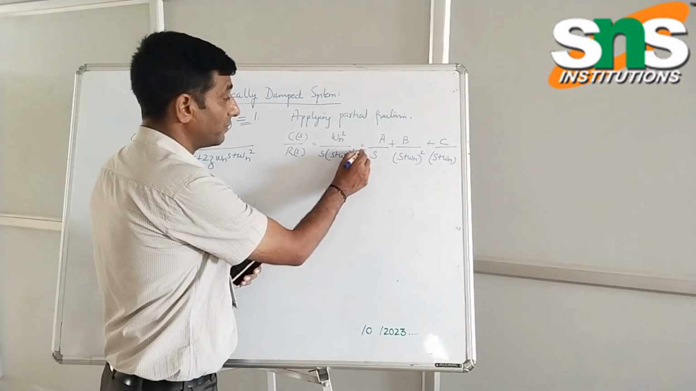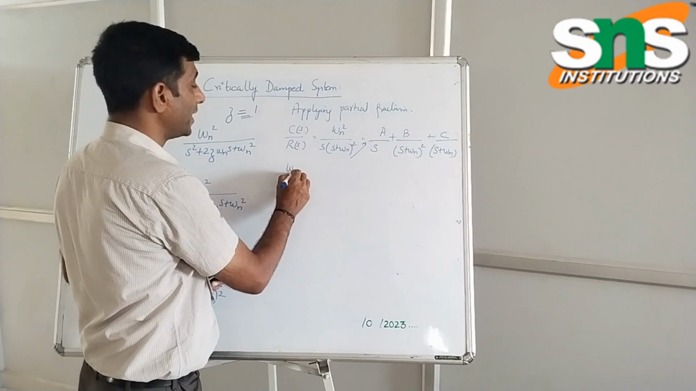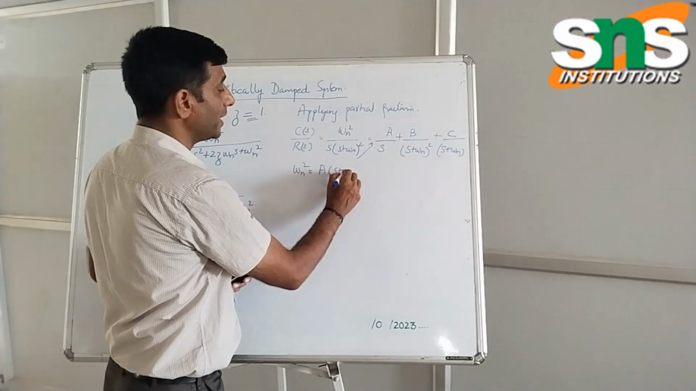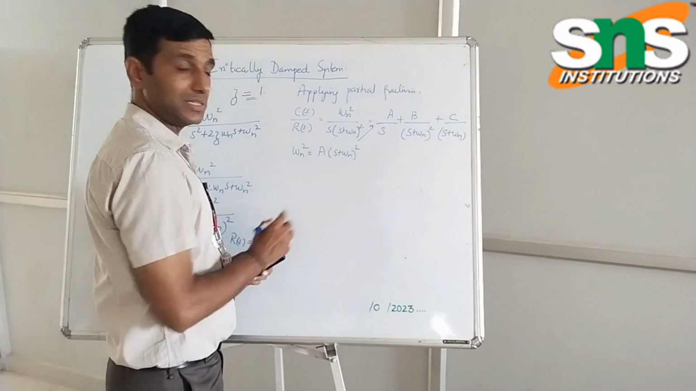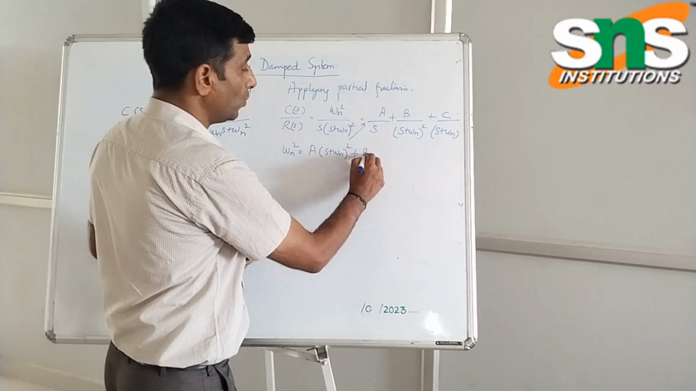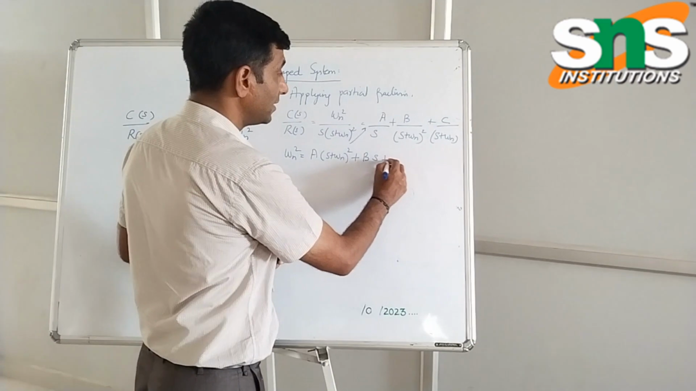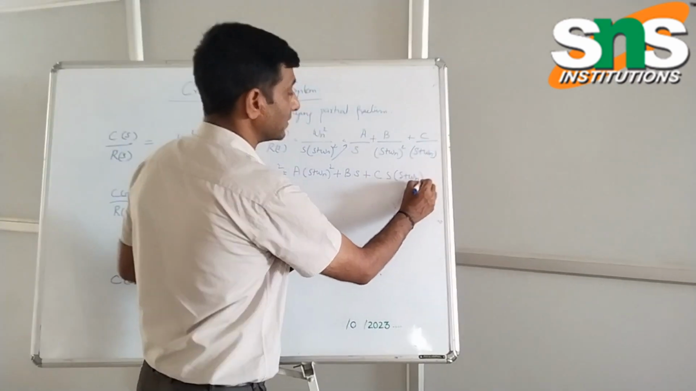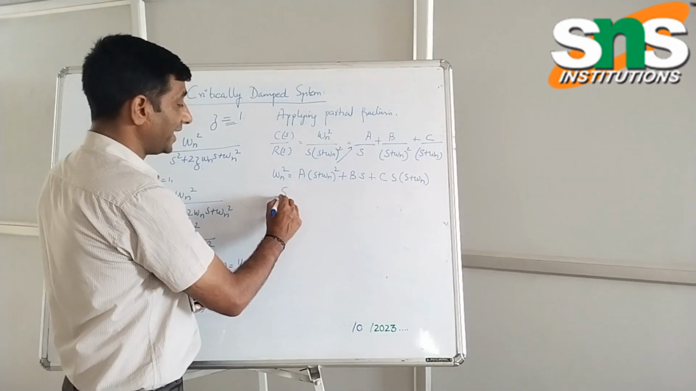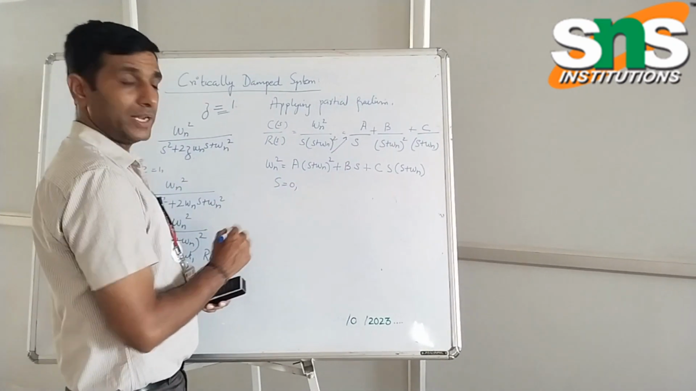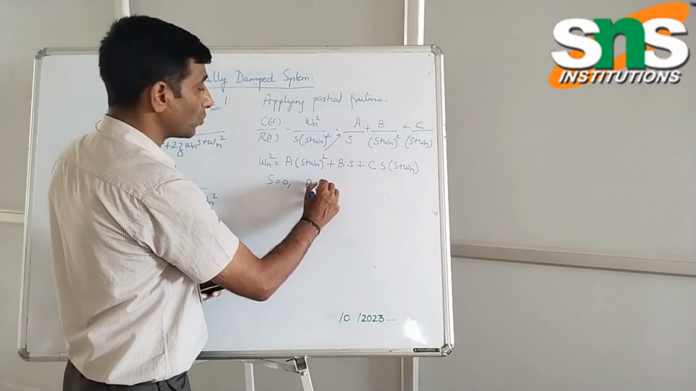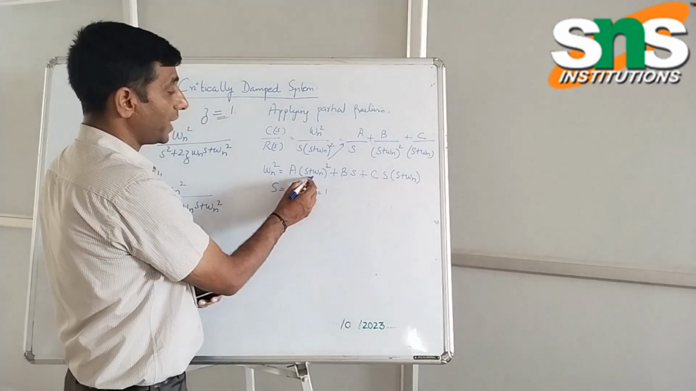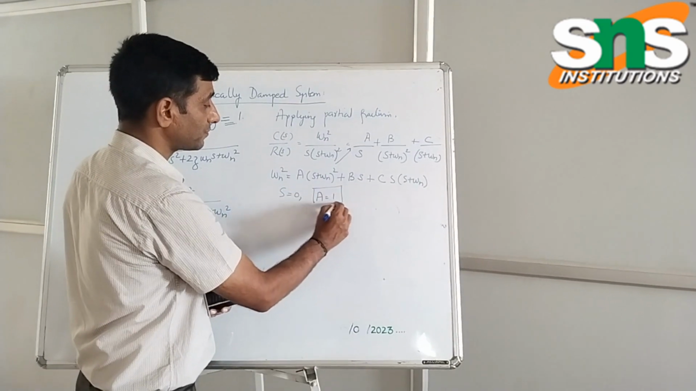Next we cross multiply it, so we get omega n squared is equal to a into s plus omega n the whole squared plus b into s plus c into s into s plus omega n. Again substitute s is equal to 0. Now we get a is equal to 1, because the other terms become 0, so a is equal to 1.